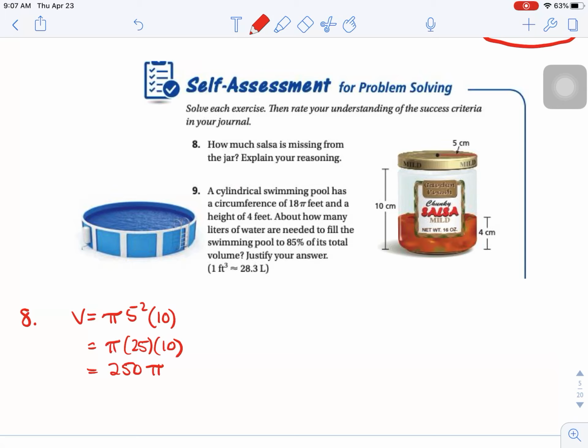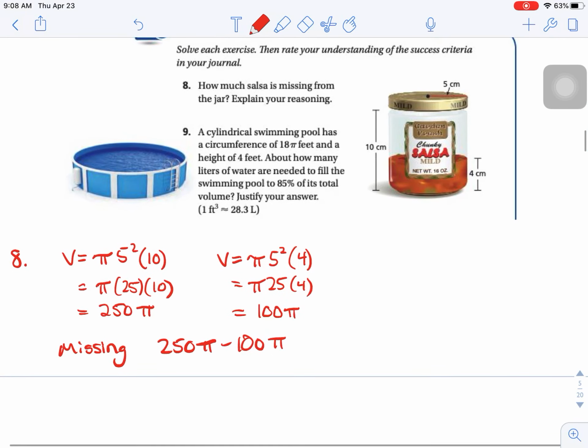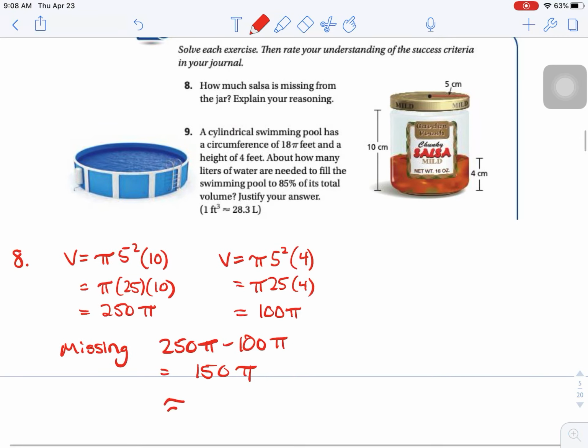And then if I look at what's in the jar currently, my radius is still 5, now my height is 4, so 25 times 4 is 100. Okay, so the missing would be 250 pi minus 100 pi, which would be 150 pi, which is about 471 cubic centimeters.